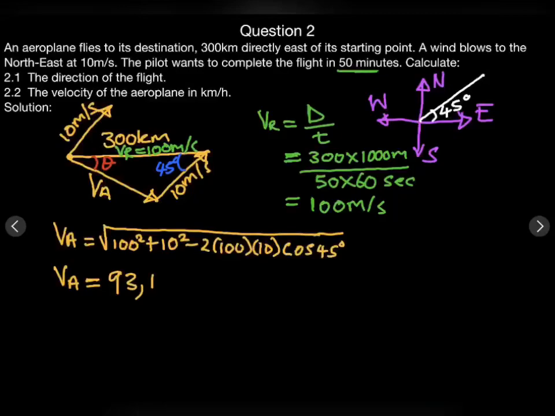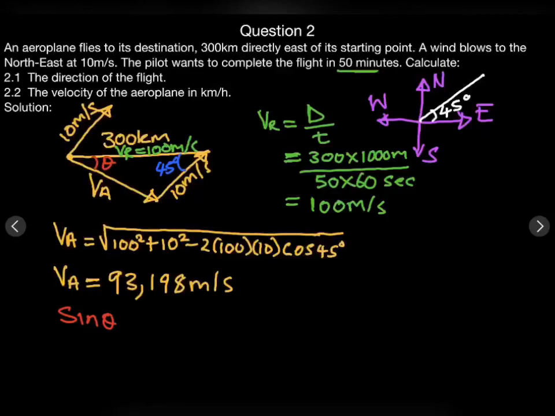Now when you punch this on your calculator, you are going to get 93.198 meters per second. That's the velocity of the plane. So now let's conclude. We need to calculate the angle theta. We now have all the sides of our vector triangle, so we use this information to calculate the angle theta.